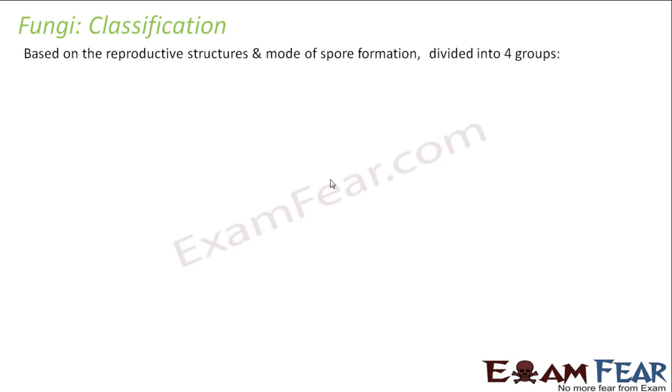So let us look at the different categories into which the fungi kingdom is grouped, based on their reproductive structures and mode of spore formation. By now you know the role of the spores in the life cycle of a fungus. These fungi are divided into 4 groups: Phycomycetes, Ascomycetes, Basidiomycetes and Deuteromycetes. The term mycetes has come from mycelium.